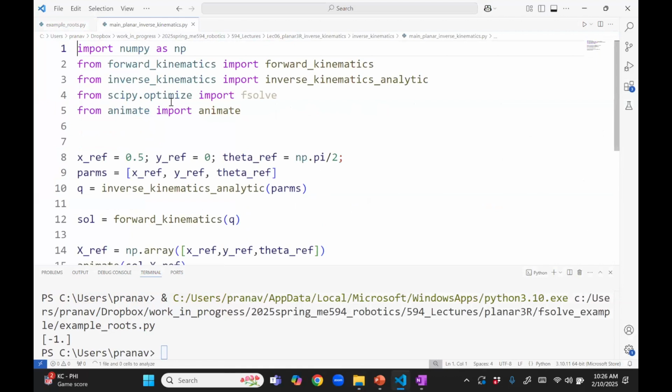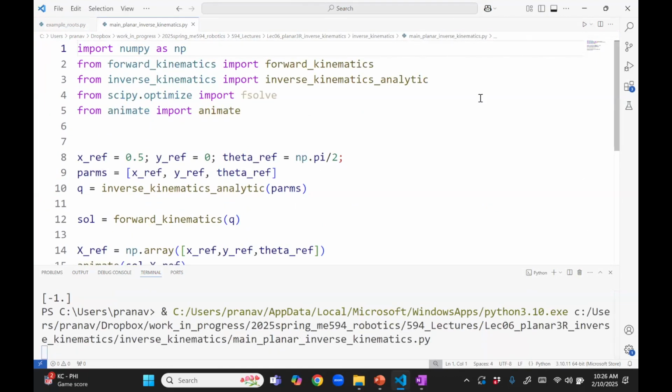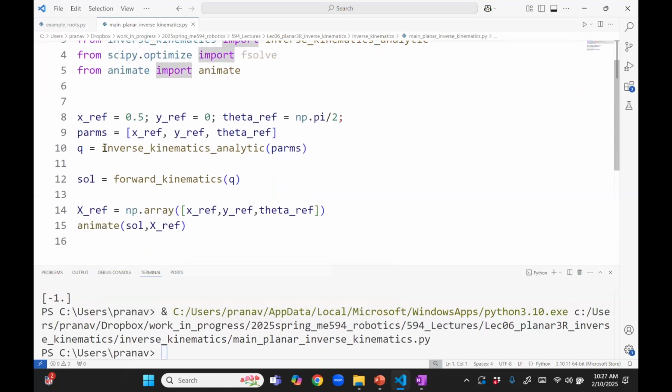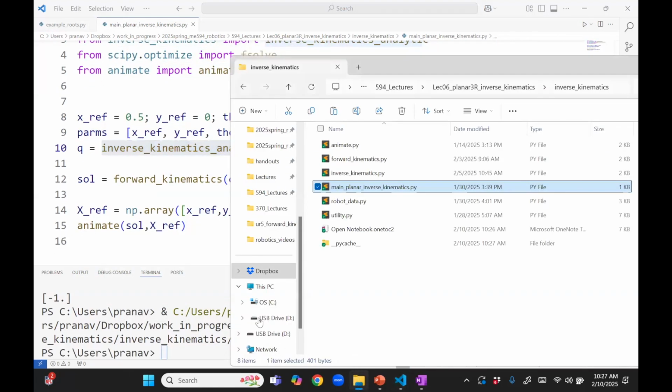Okay, so this is the file. This was a program I wrote last time, which did the inverse kinematics analytically. If you look at the function, it actually called inverse kinematics analytic, which I'll open and actually modify.